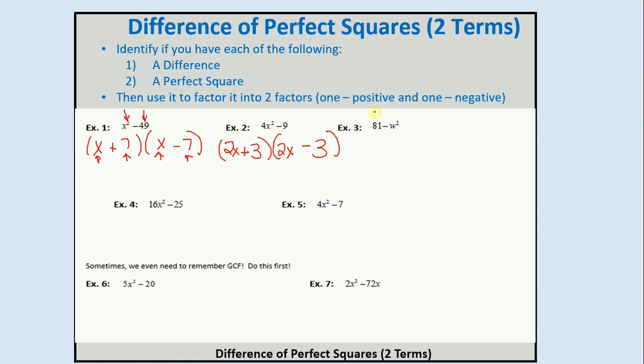Let's factor out, ooh, this guy looks a little different, but there is subtraction, right? And they're both perfect squares, so same thing still applies, one with a plus, one with a minus. Two numbers that make 81. One number multiplied by itself makes 81. Well, that would be 9, right? W squared, that would be a W and a W.